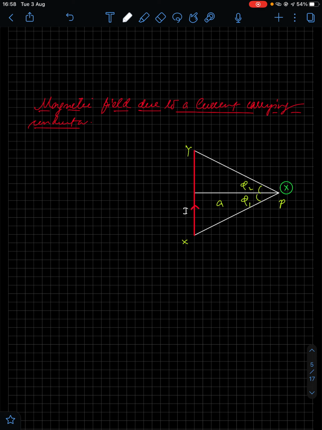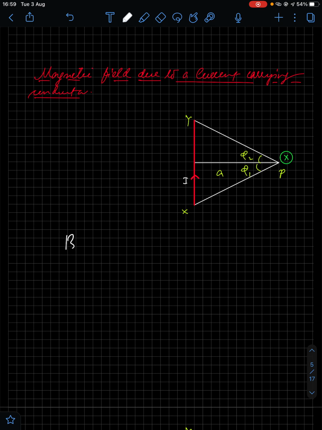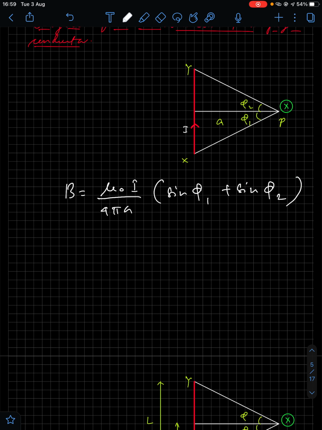The first application is due to a straight wire carrying current. The magnetic field at a point P, which is at a perpendicular distance A from this wire XY, where A is along the perpendicular bisector of the wire. This point P makes angles phi 1 with X and phi 2 with Y. So the magnetic field at the point P will be given by B equals mu naught I by 4 pi A times sine phi 1 plus sine phi 2.